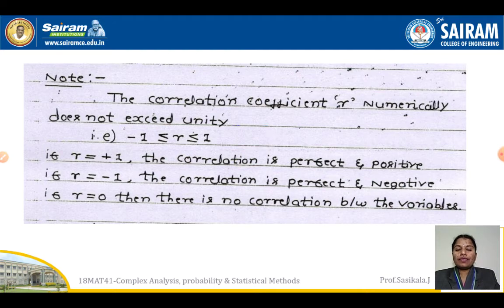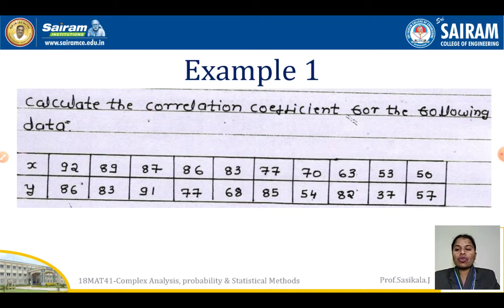Okay. So we'll go with one example problem for the correlation. Calculate the correlation coefficient for the following data. So the data has been given. X is 92, 89, 87, 86, 83, 77, 70, 63, 53, 50. Y is 86, 83, 91, 77, 68, 85, 54, 82, 37, 57. So the question asks us to find the correlation coefficient of this data.